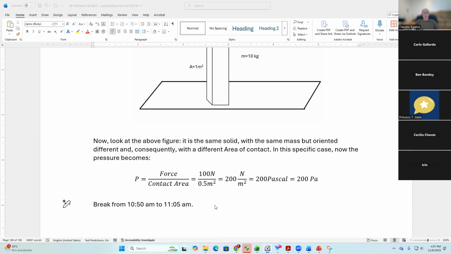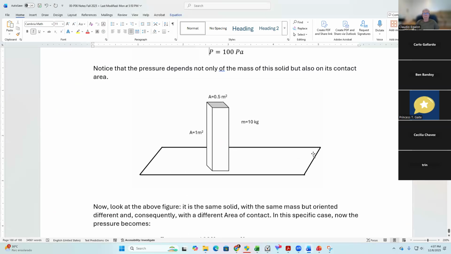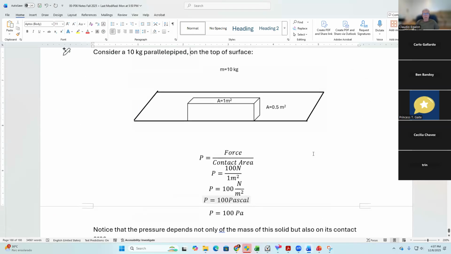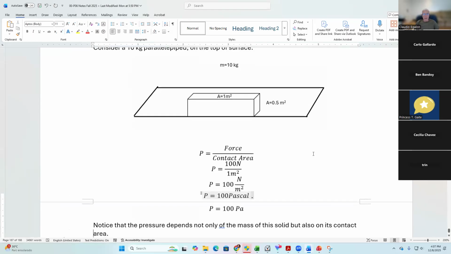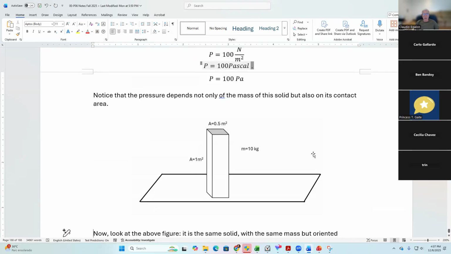So can you remember this definition? Force divided by the contact area. So we have two different examples of how this concept works, right? We have a block that has the largest area of contact over the surface, which is one pressure. And then if we reorient the block, put it upright, the pressure increases. Here, this area would be one square meter. This other area here would be half a square meter, right?